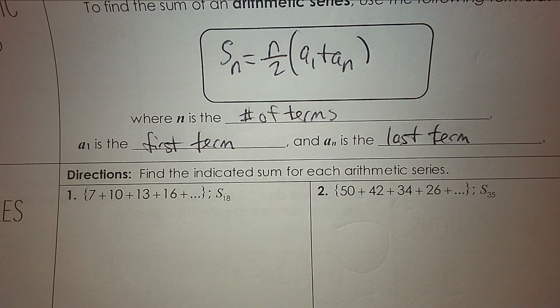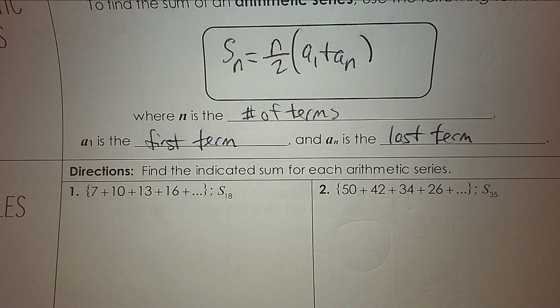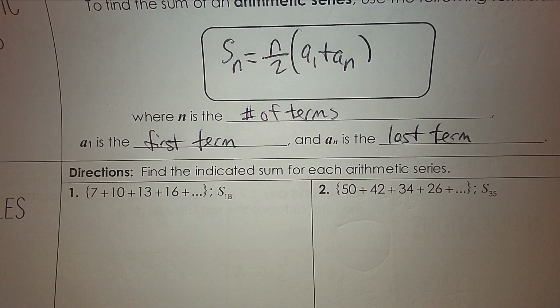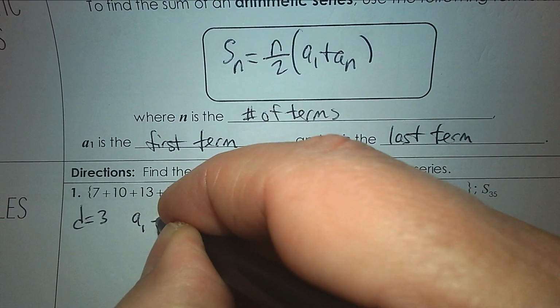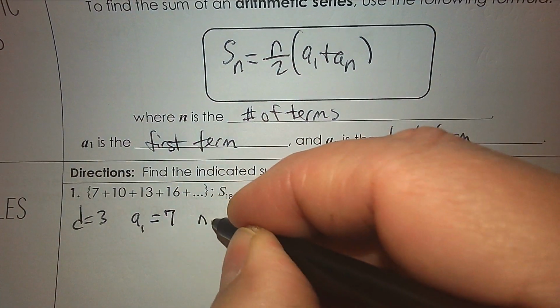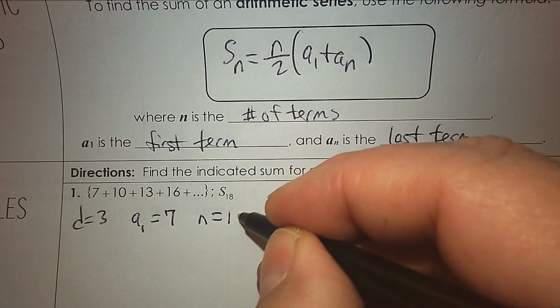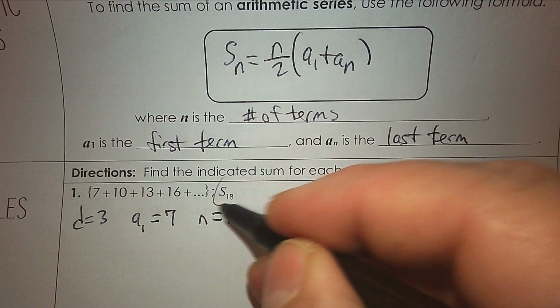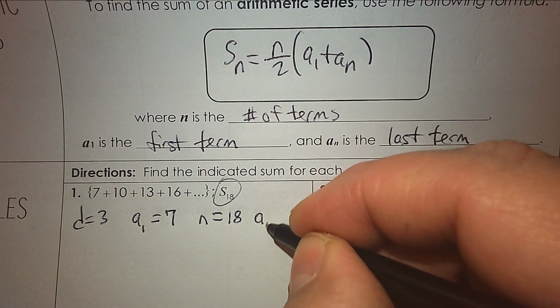All right, see if we can use the formula rather than expanding it all. So when I look at number 1, how do I know this is an arithmetic series? It's because the common difference is 3. I know the first term is 7. Do you know how many terms are in this series? And the answer is 18. What I don't know is the last term.